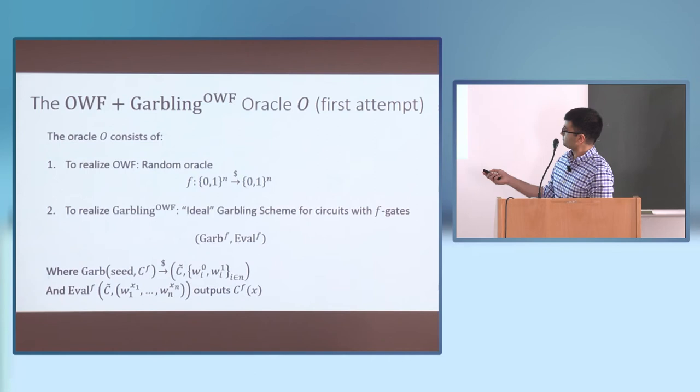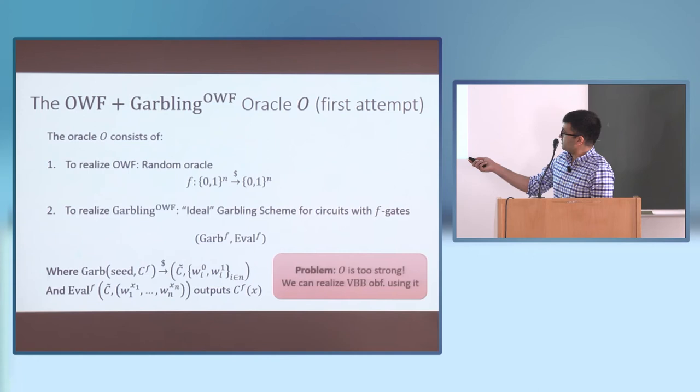Okay, so now if we stop here, we will have a problem. Namely, the oracle O is too strong. It is so strong that it gives you public key encryption. It even gives you deniable public key encryption. And you can build trapdoor permutations and everything.